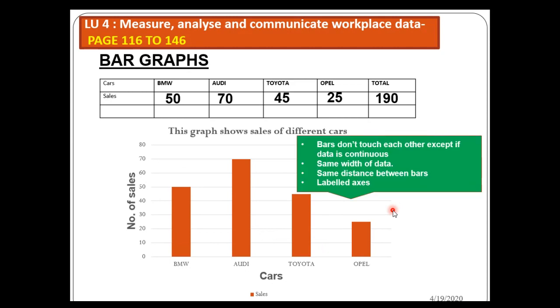Like I said, bar graphs don't touch each other except if the data is continuous. For example, with continuous data, you'll see by the time we deal with the categorical data, where we have to put specific units within a particular range, those bars will touch each other. We normally call them histograms. Same width of data, and same distance between the bars, labeled axis. When we say labeled axis, in other words, you need to make sure that you label this. These are marks at the end of the day.